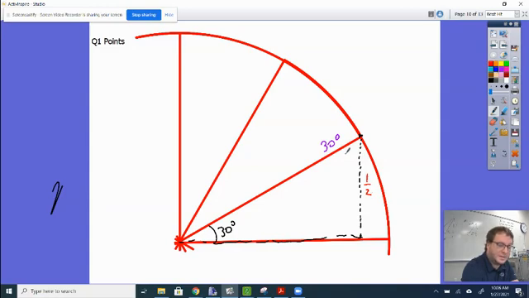Opposite my 60, which should be up here, right, because this is my hypotenuse, that means that this last side needs to be the square root of 3 over 2. So to get to this point out here, I need to go right square root of 3 over 2, because that's this distance right here, and then up 1/2. So square root of 3 over 2, 1/2.